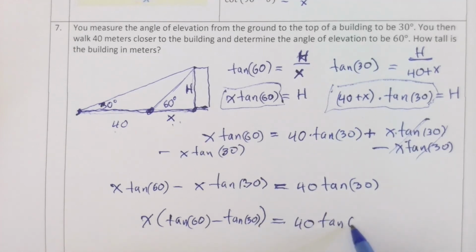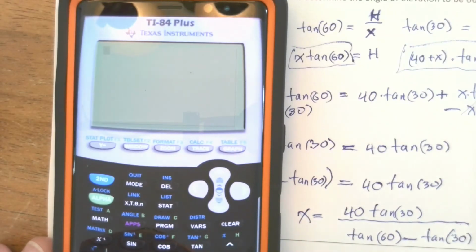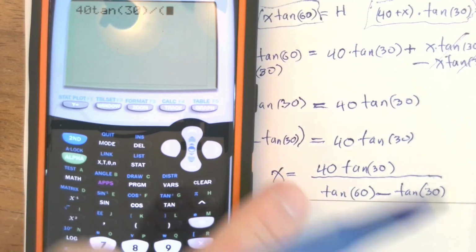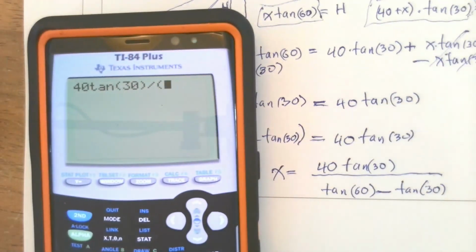And you know what I'm going to do next, don't you? Yep, I'm going to divide by that. It's 40 times tangent 30. And then when you divide by these two terms, you're going to want to put them in parentheses so that you are certain that you are dividing by both of them and not just the tangent 60. So I open a parenthesis here. Then I write tan 60 minus tangent 30. I close the tangent and I close the divisor and hit go. And x comes out to, look at that, it's a nice whole number. x is 20.